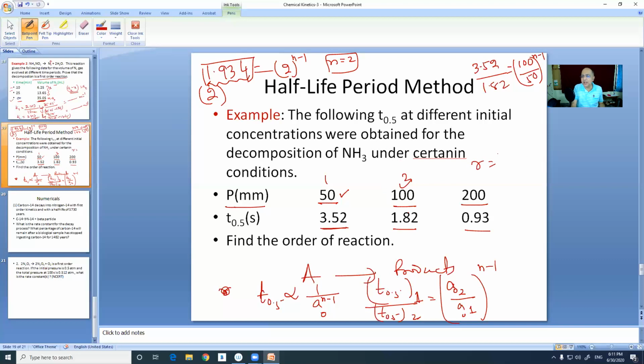Then you can write out the rate law, A to the power 2. And I have not given you ammonia decomposition, ammonia to the power 2. Right?